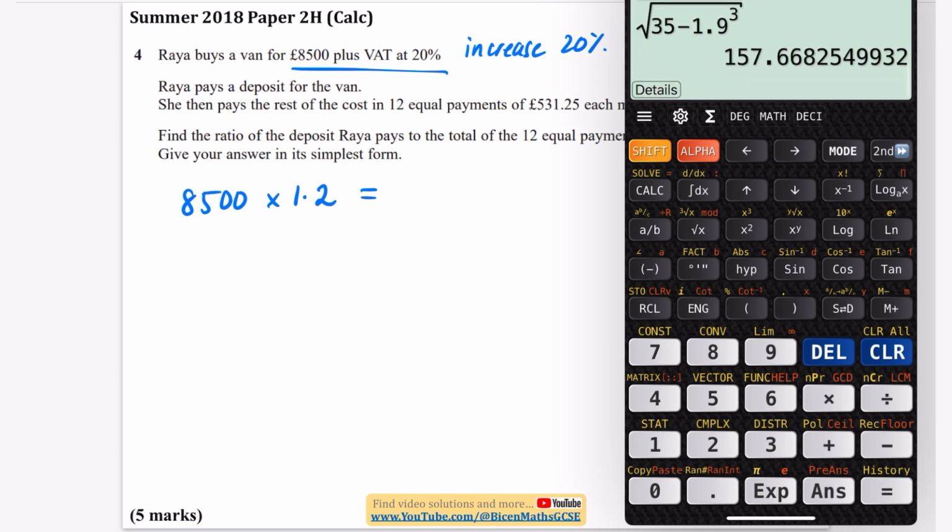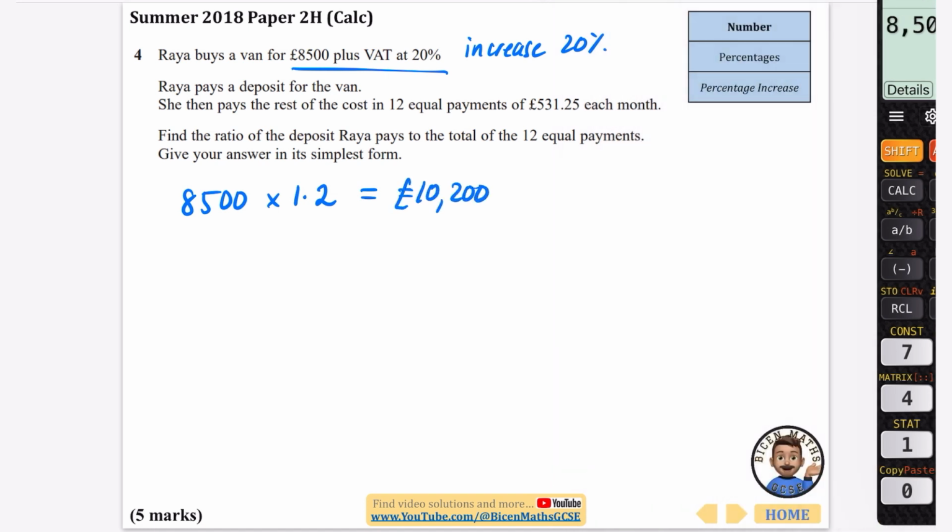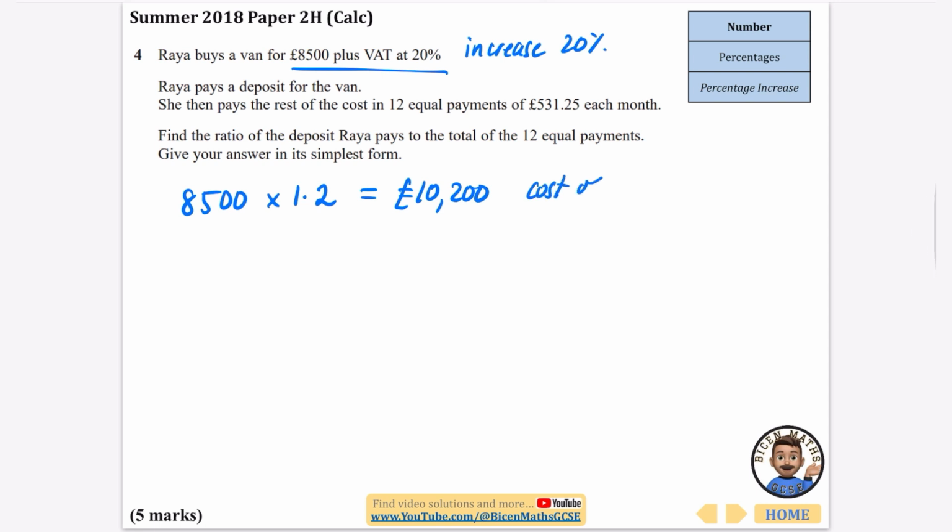So if I just get my calculator here and I type in 8,500 times 1.2, this means that the cost of the van is £10,200. This is the cost of the van. Now we're going to read the rest of the question. She pays a deposit for the van. She then pays the rest of the cost in 12 equal payments of 531.25 each month. Find the ratio of the deposit Raya pays to the total of the 12 equal payments. Give your answer in its simplest form.